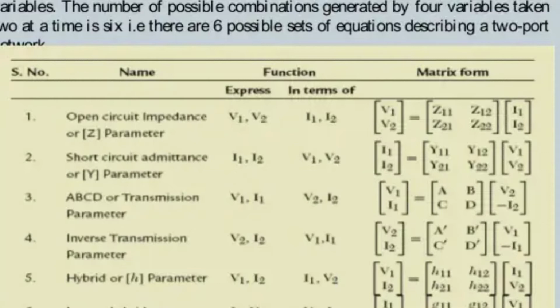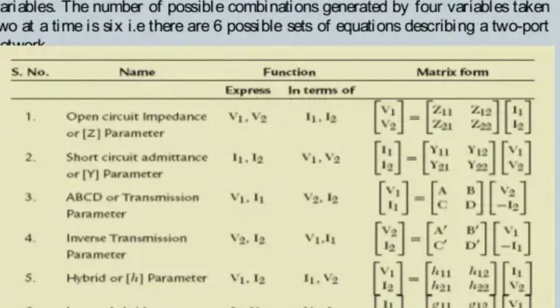Next one is the short circuit admittance or Y parameter. Here I1 and I2 are expressed in terms of V1 and V2. The next parameter we are going to discuss is the ABCD or transmission parameter. V1 and I1 are expressed in terms of V2 and I2. Next, inverse transmission parameters, that is V2 and I2 are expressed in terms of V1 and I1.